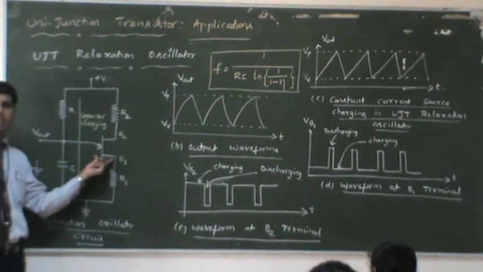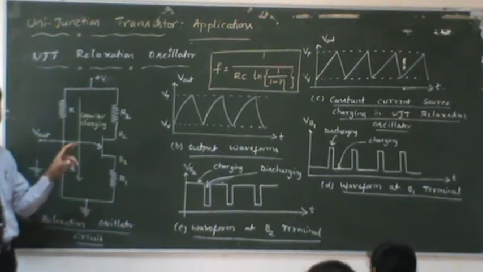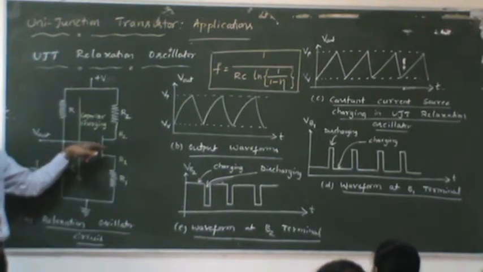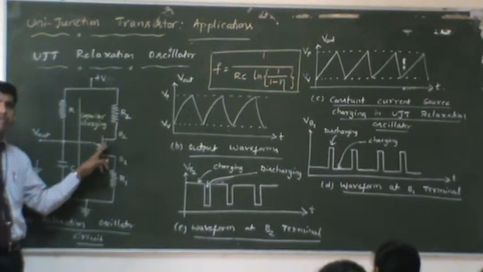There is a PN junction inside this. There are two resistors inside this, RB1 and RB2. Remember that RB1 acts like a variable resistor, RB2 acts like a fixed resistor. And inside this, at the emitter point, we have a diode, a PN junction. Whenever this is in the cutoff region, what will be the status of this PN junction present inside this? It will be reverse biased.